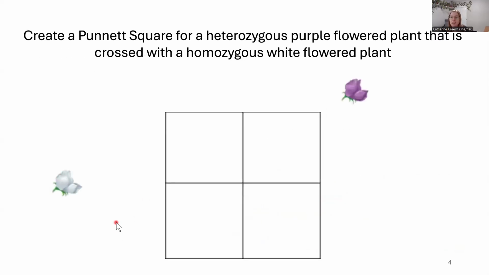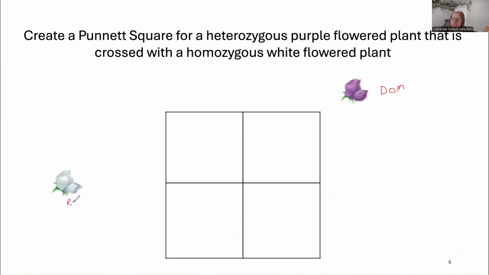So let's try it again, and let's look at the flower color that Mendel worked with. So here's a purple flower. Purple is going to be dominant. I'm going to write dominant next to it, but I'm just going to write dom. And then our white flower is recessive.